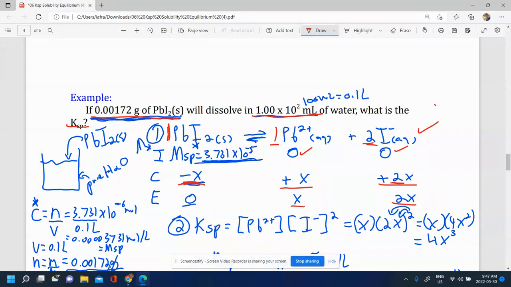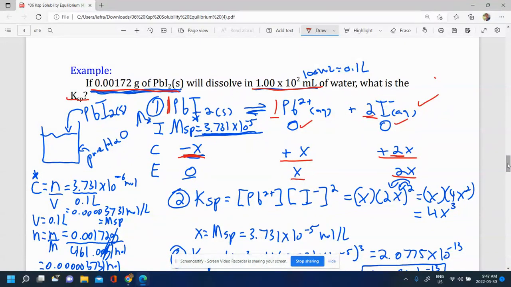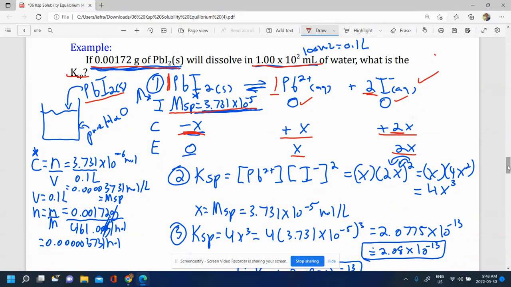Now, the issue was we didn't know what the initial value was, and so it was hard to find our equilibrium concentration. So the initial value for a question like this is actually the MSP. It's the molarity of the PbI2 once you throw it into the water. So you have your MSP. We had to calculate that, and we did that using the concentration formula, and we got this value over here.